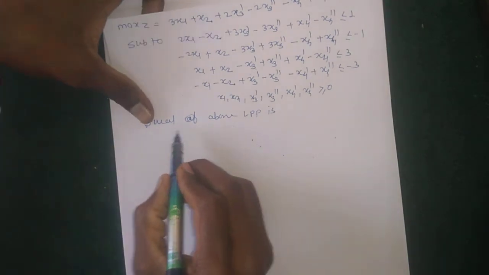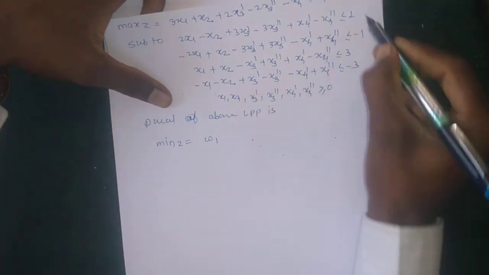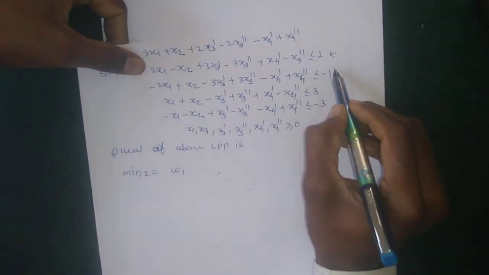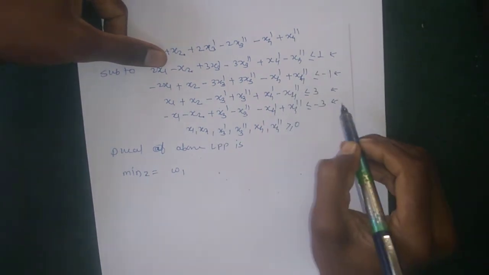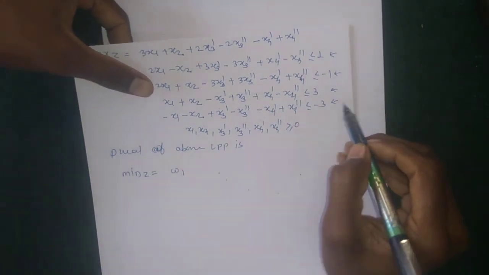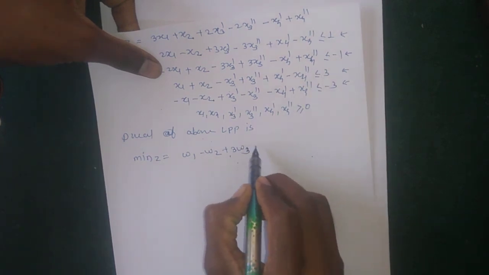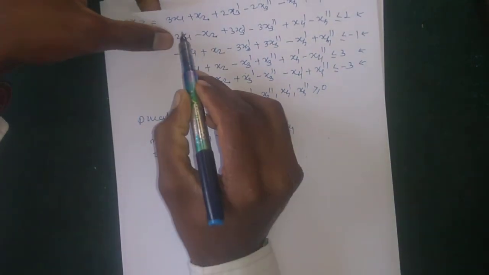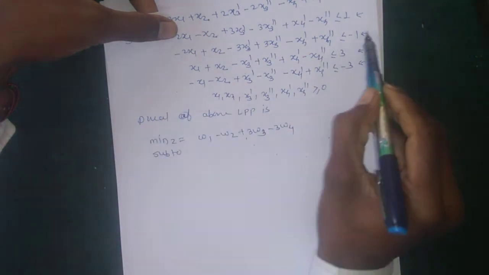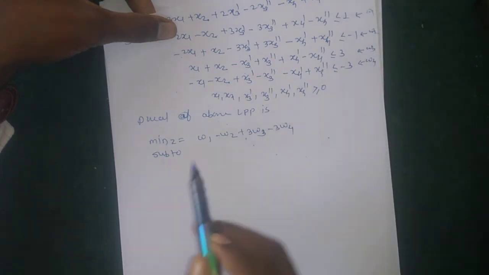Okay, number of constraints is 4, variables also 4. Then the maximize type is converted to minimize: z = w1 - w2 + 3w3 - 3w4, subject to 2w1 - 2w2, because they are multiplied by w1, w2, w3, and w4 respectively.